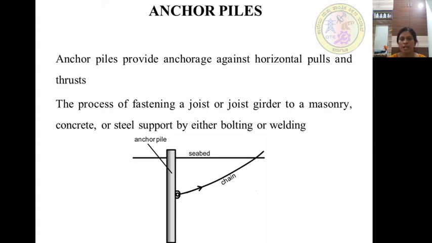The process of fastening a joist or joist girder to the masonry, concrete or steel supported by it is done by either bolts or welded connections. So the figure shows the anchor piles.